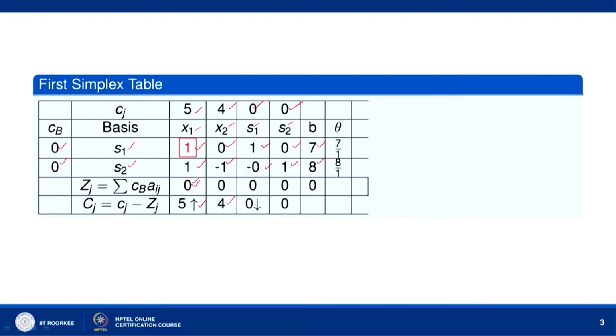Now, we can see Cj minus zj is positive for j equal to 1 and 2. Cj minus zj is greater than 0 when j is equal to 1 and 2, and the maximum value of Cj minus zj is 5. So, this is our key column.